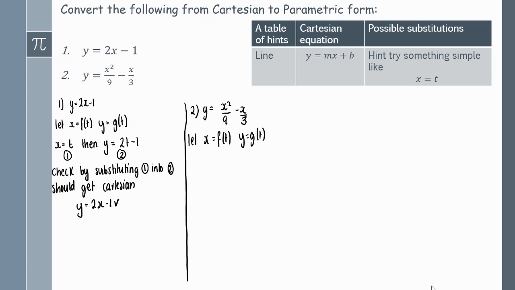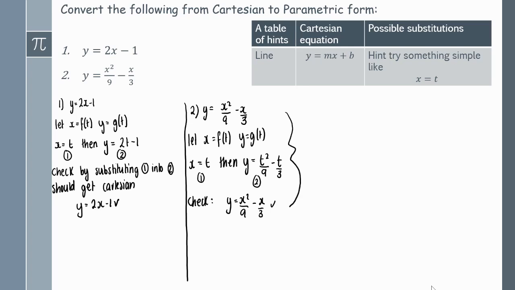So to get our two parametric equations, let's just let x equals t. That's my equation for x. So then y would be, well, everywhere I see an x in my Cartesian, I just put a t. I'll get y equals t squared over 9 minus t over 3. And these are our two parametric equations. Of course, there's a few solutions and a few ways you can do this. There's not just one unique answer.